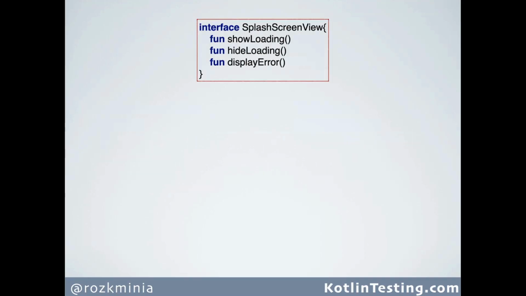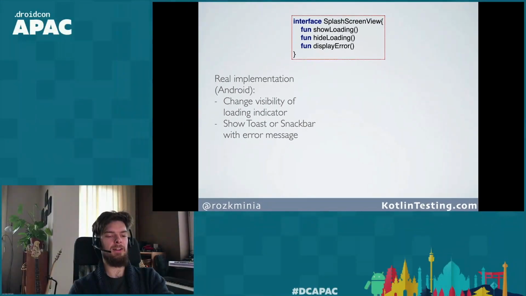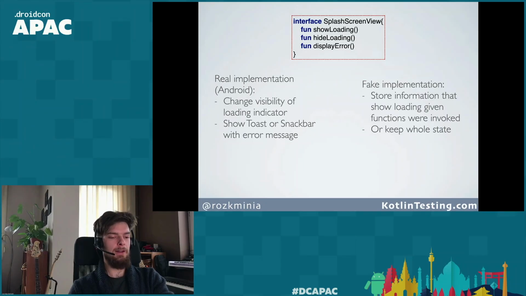And another dependency, the view. The Android implementation would be directly bound to the layout in XML. It would be changing the visibility of some loading indicator or triggering a snackbar event, for example. And in our unit test, we cannot mock the whole activity or fragment, so we need to provide a test double, some kind of object that will record its interactions or somehow store the whole state of the screen.